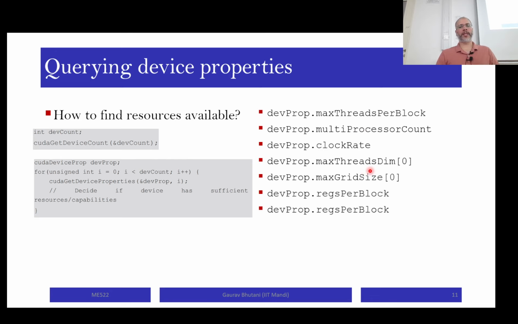So, max threads dim. Remember, we can have multi-dimensional blocks in x, y, z directions. So, what is the maximum size of the block in a given direction? It may happen that due to some constraints, the number of threads you can have in a given block in x direction maximum is some value, y is different, z is different. So, you cannot schedule a block or decide on a block size more than this value. So, you have to use these properties so that you do not end up crashing your program when it runs on a given GPU.